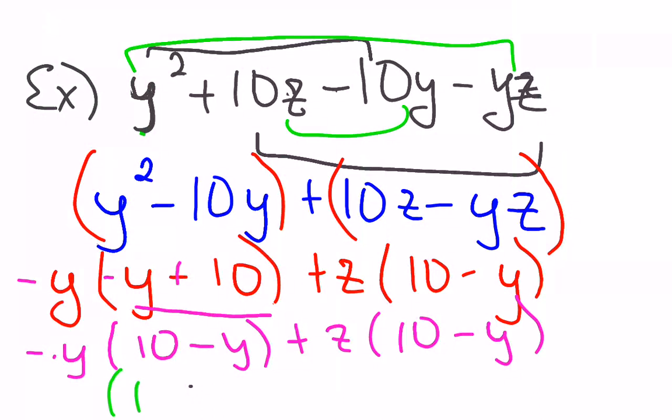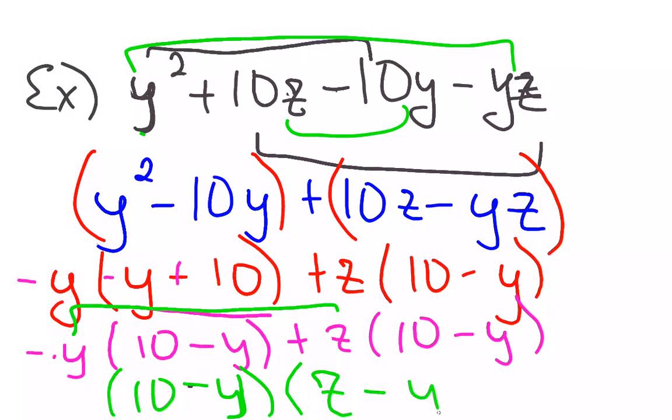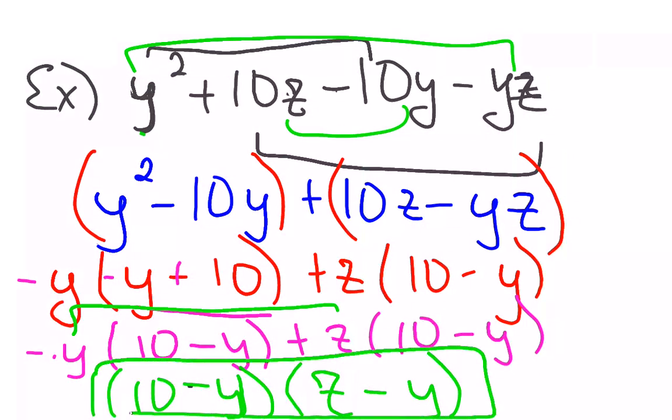And so our first group is 10 minus y. And then we ask ourselves, well, what's left over? And I don't really want to start with a negative, so I'm going to say z minus y, just so it looks prettier. Okay, and so that's our answer, 10 minus y times z minus y. Now, what if I wrote it the other way? z minus y times 10 minus y? There's no big difference. I can write them either direction because, remember, multiplication is commutative.